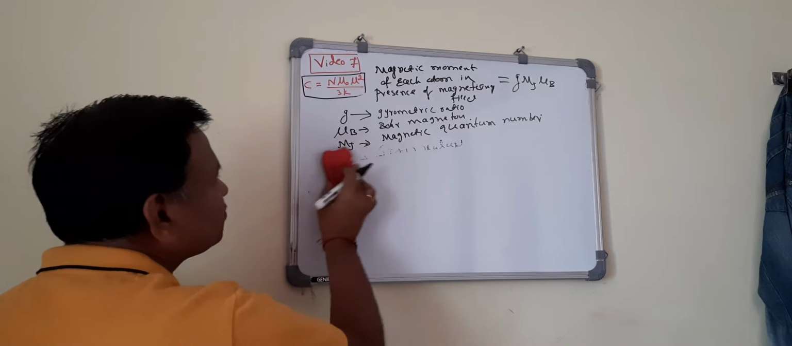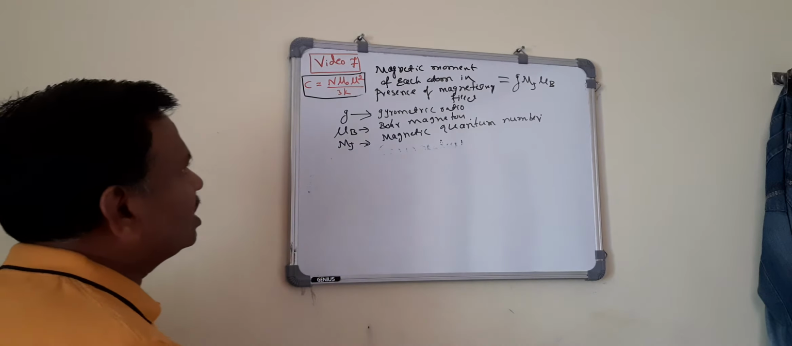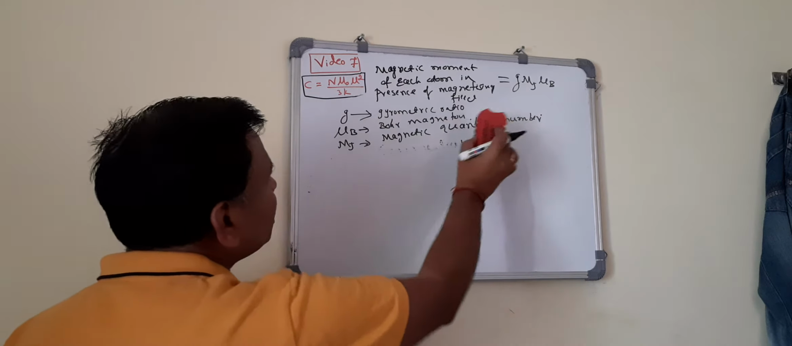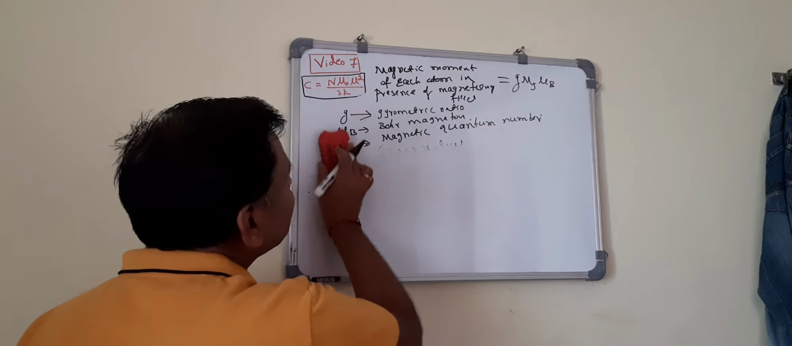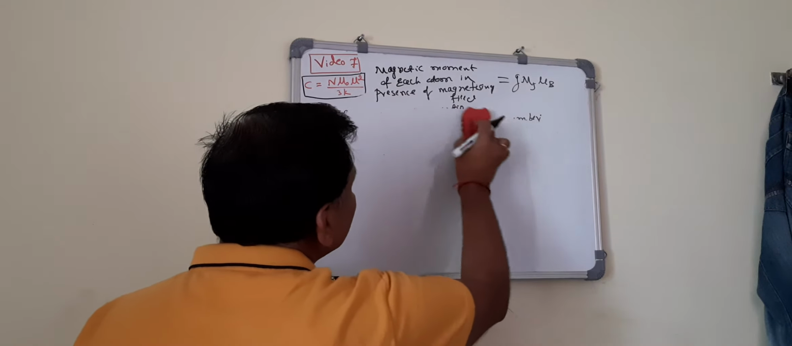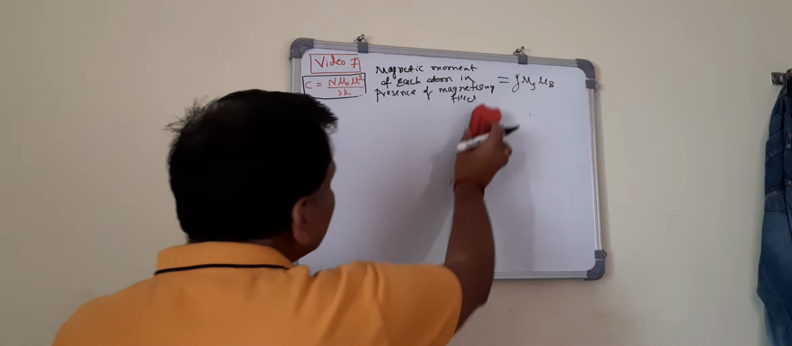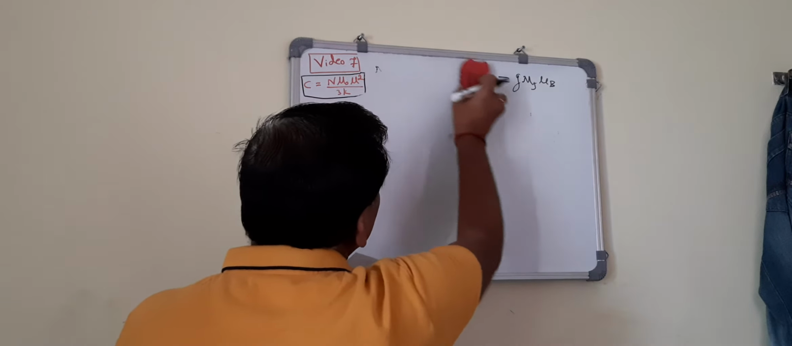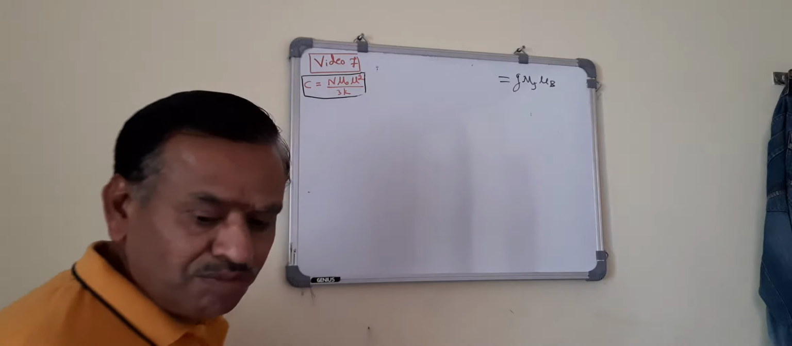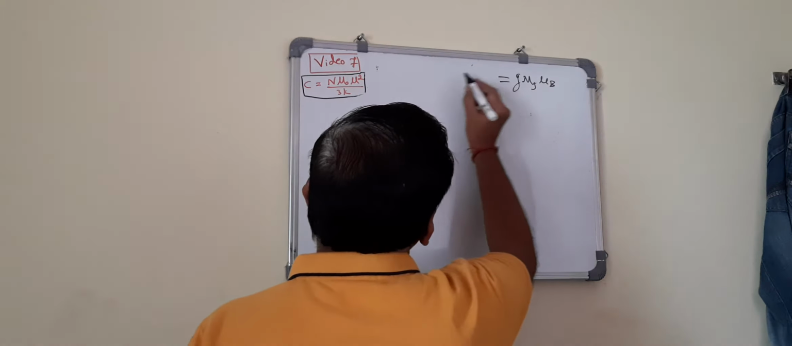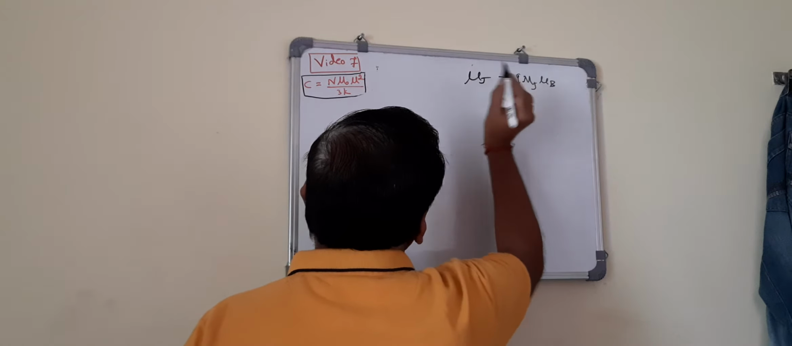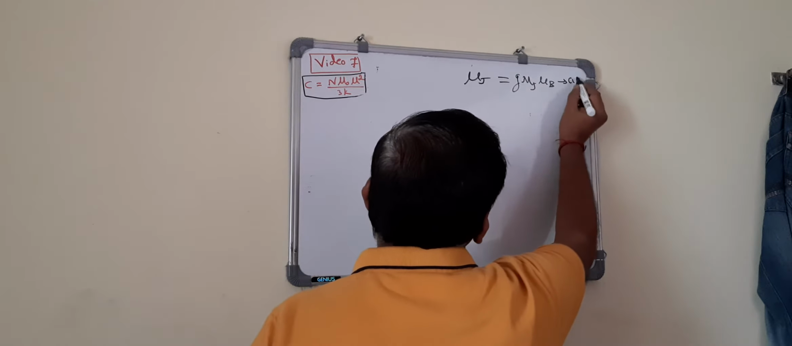Now I will write it. The magnetic moment of each atom in the presence of a magnetic field is given by the equation g mj mu B. As a shortcut, this notation I will call mu j, equal to this. This is equation number 1.